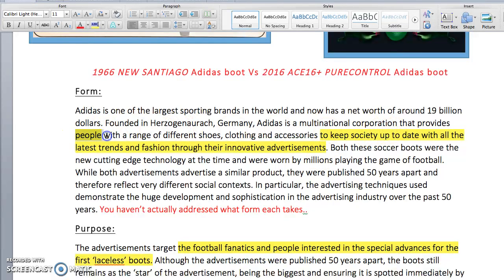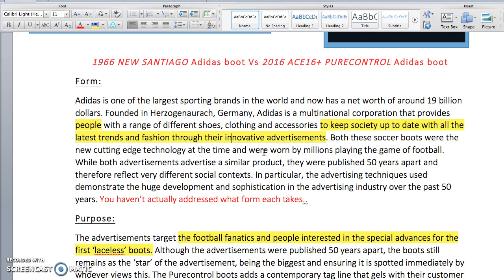Just a few things. Don't talk about people in media, talk about consumers or target audience. A multinational corporation that provides people with a range of different shoes, clothing, accessories to keep society up to date with all the latest trends in fashion through their innovative advertisements. Well, really, what they're doing is they're not keeping us up to date with fashion. They're building a desire within their target audience to want to keep up to date with the innovations and fashions that their brand is part of. So just be careful. They're manipulating us. They're not helping us. They're making you spend your hard-earned money, Jayden.